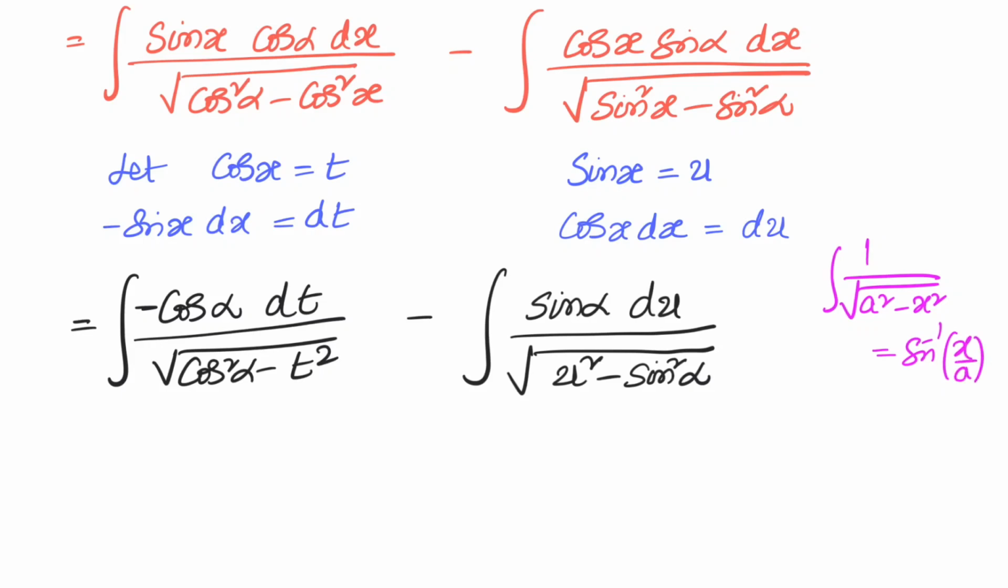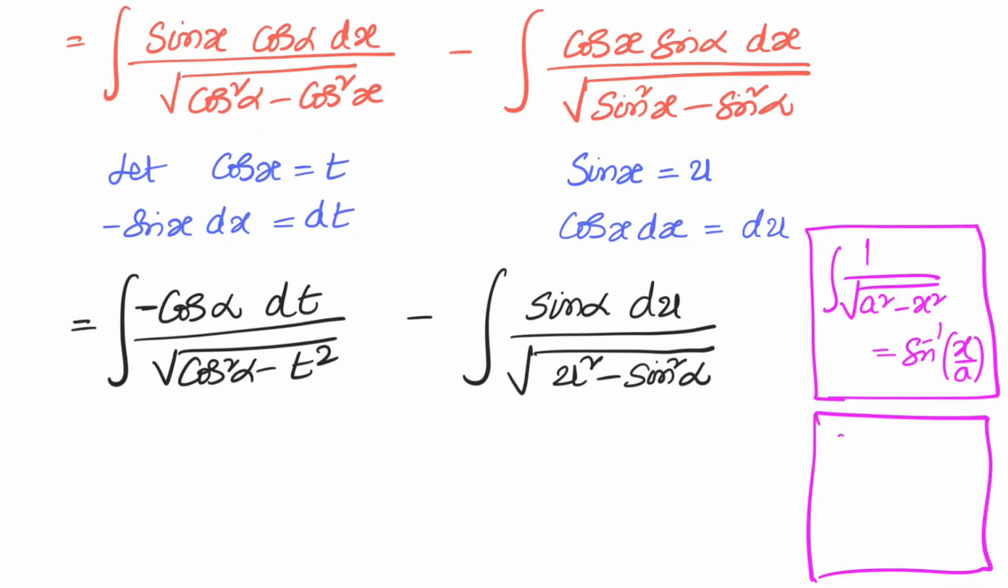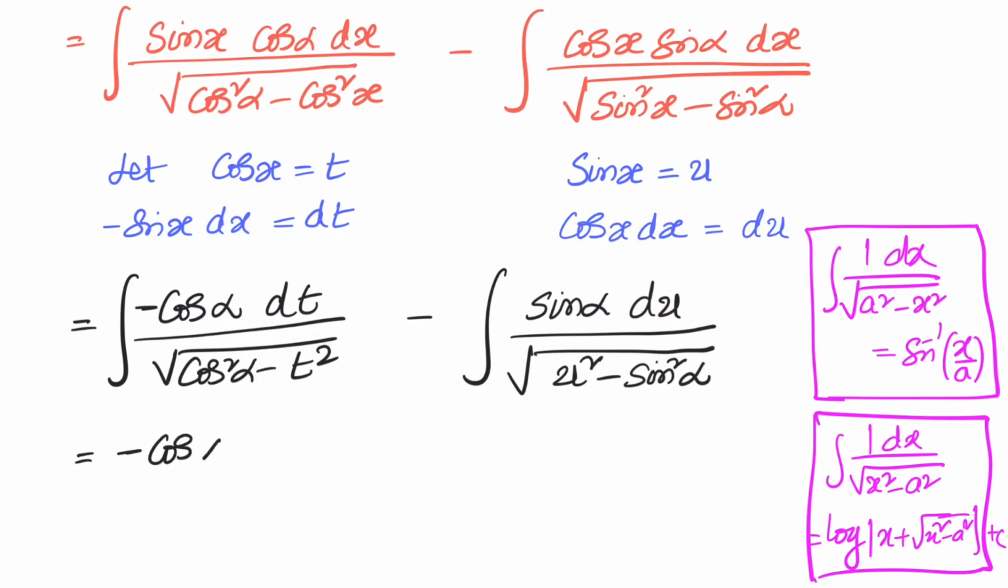Integral of 1 by square root of a square minus x square is sine inverse x by a. And integral of 1 by square root of x square minus a square is log of the absolute value of x plus root of x square minus a square. Once we know these integral formulas, we can directly substitute. So we can write minus cos alpha will be out. Integral of dt by square root of cos square alpha minus t square will be sine inverse x by a.